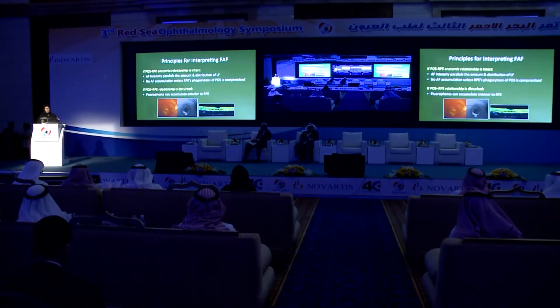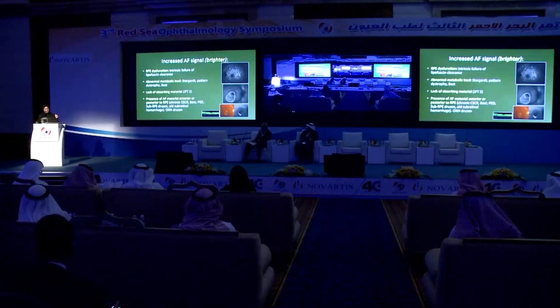But this is what you have to remember: as long as the retinal pigment epithelium and the photoreceptors are in contact and the relationship is intact, then the autofluorescence intensity is going to parallel the amount and the distribution of lipofuscin in the RPE. And there will be no accumulation of autofluorescence and lipofuscin unless the phagocytosis of the RPE is compromised. But if the photoreceptors and the RPE are separated, then you don't have a normal phagocytosis. Then fluorophores are going to accumulate on the anterior surface of the RPE, between the RPE and the neurosensory retina, and those fluorophores are highly autofluorescent.